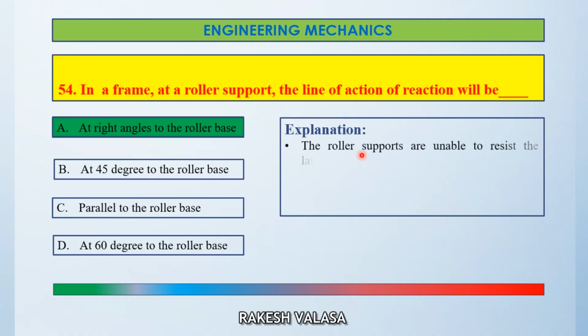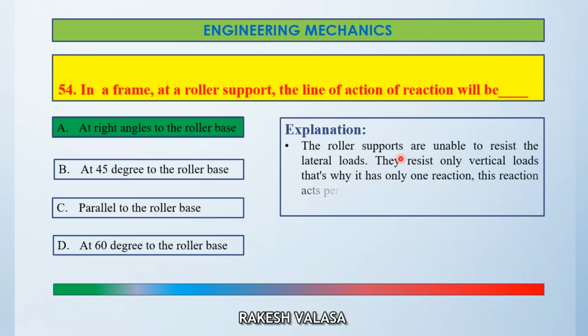The roller supports are unable to resist the lateral loads. They resist only vertical loads. That's why it has only one reaction. This reaction acts perpendicular to the surface and away from it. So the correct answer is option A, at right angles to the roller base.